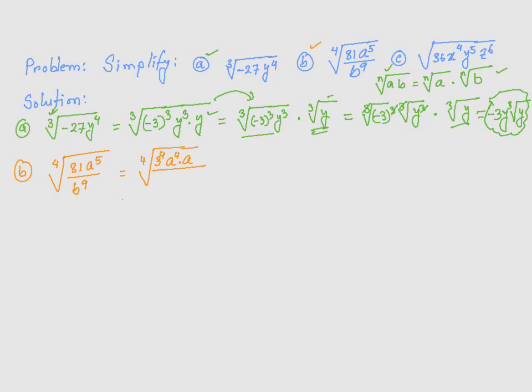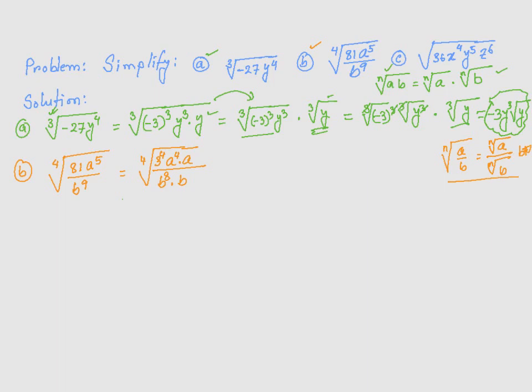What is the greatest power of b from b to the power 9 that we could factor out that is divisible by 4? As it turns out, it is b to the power 8, because 4 goes into 8. b to the power 8 times b is b to the power 9. Now I'm going to use this formula: nth root of a over b is equal to nth root of a divided by nth root of b, given that the denominator b is not equal to 0.